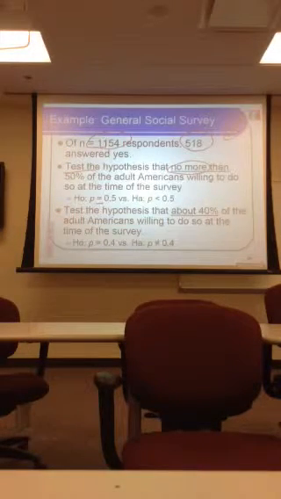So, okay, now if I ask whether about 40% of the adult Americans answered yes, I didn't tell you the direction, right? Less or more than, it doesn't matter. So therefore, the alternative hypothesis is two-sided now. So that's how you determine whether you use a one-sided alternative hypothesis or two-sided alternative hypothesis. It depends on how I ask the question.